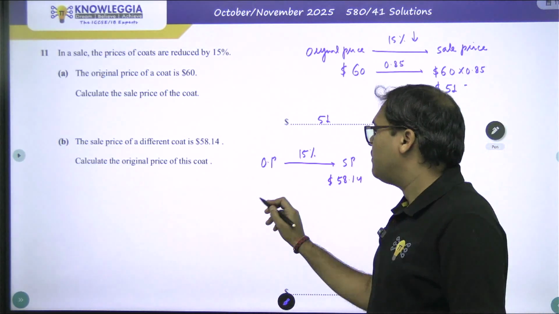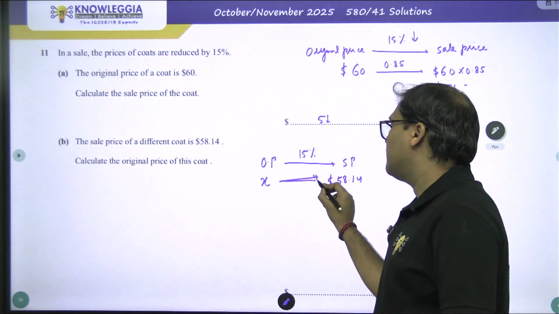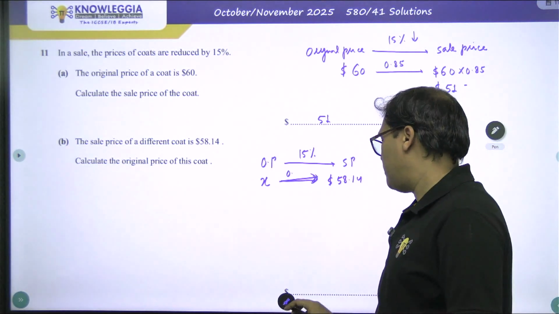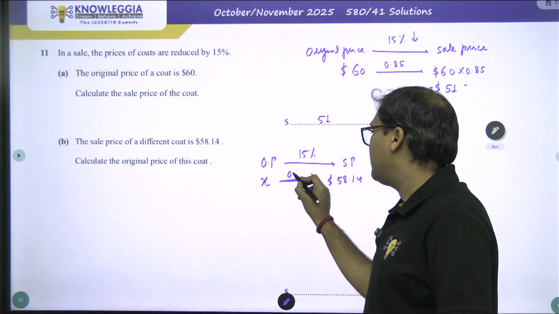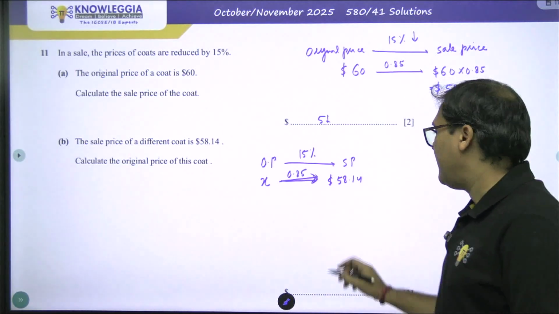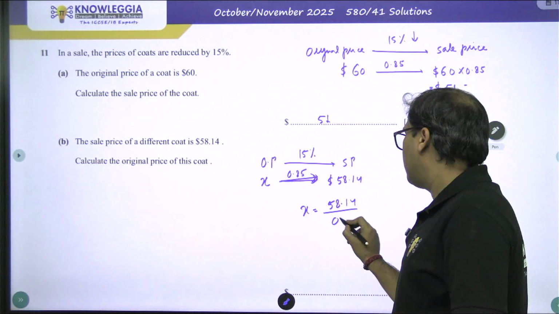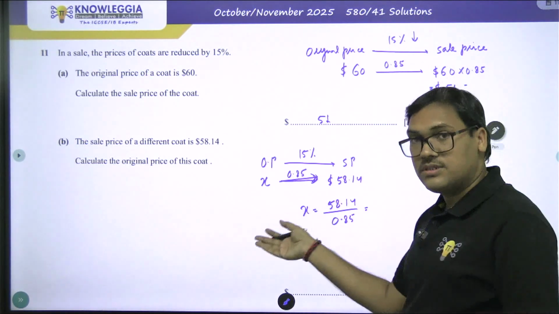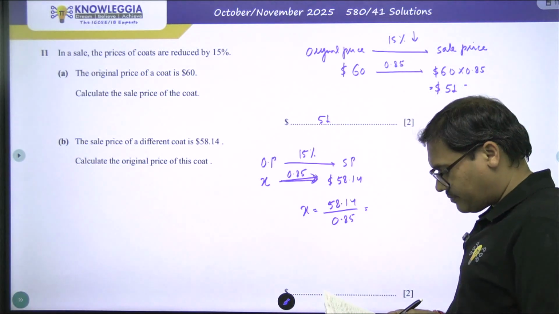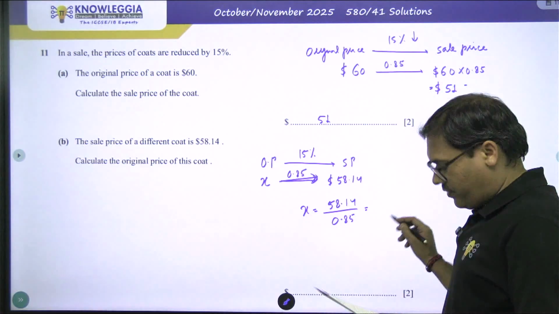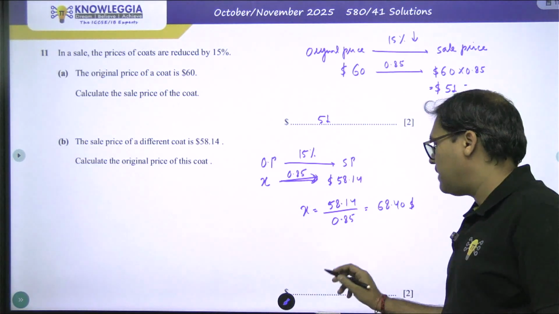Correct? And you have to find the original price. Let's say the original price is X. We have already seen this is decreased by 0.15, so I have reduced by 15%, that is multiplied by 0.85. So what is X? X will be equal to 58.14 divided by 0.85. That is the original price. If you just calculate this, you will find this is 68.40 dollars. So that is the answer for this question.